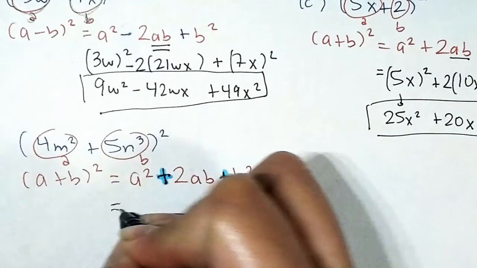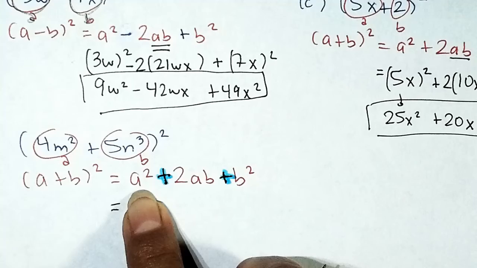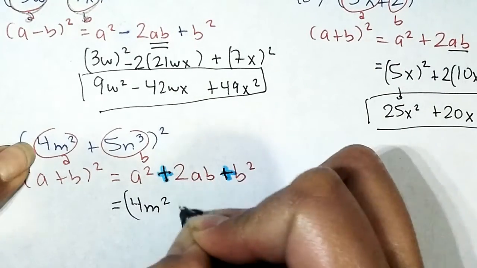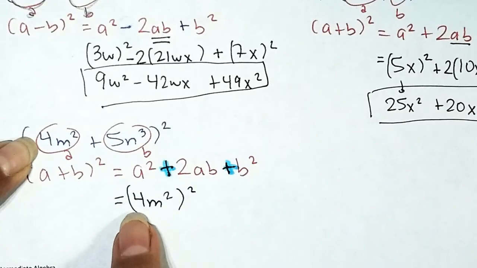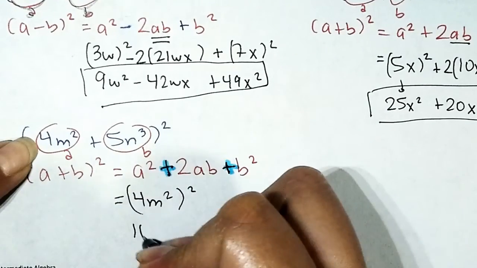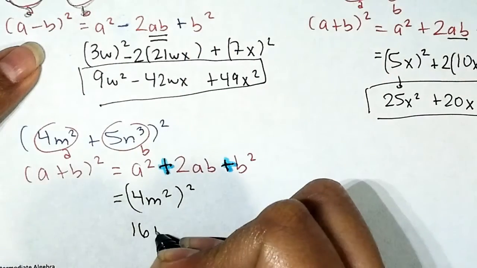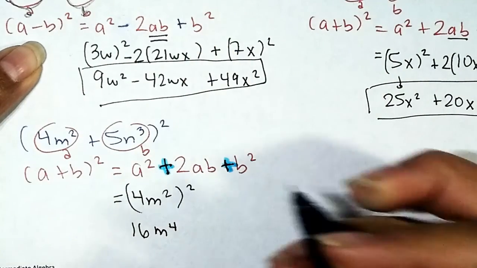The first term in our answer should be of the form a squared. So we're going to take that a and square it. What's the square of 4m squared? 4 times 4 will give us 16. m squared times another m squared will give us m to the 4th. Handle it however you need to.